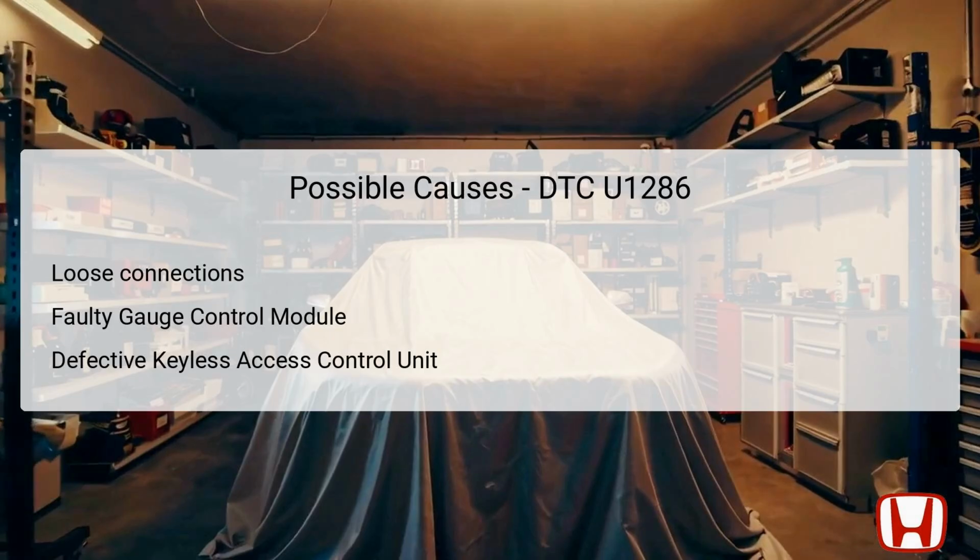Another potential cause could be a faulty gauge control module itself, which may have internal failures affecting communication. Additionally, there may be defects or failures within the keyless access control unit, which can also contribute to communication breakdowns. Each of these factors needs to be meticulously evaluated to determine the root cause of the DTC. Depending on the findings, further diagnosis and repairs may be necessary to restore effective communication within the systems.